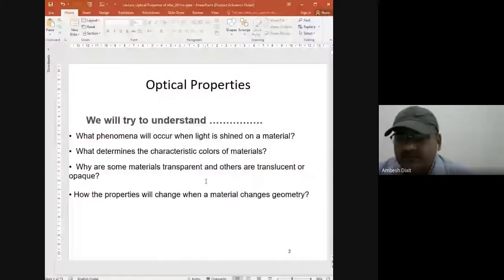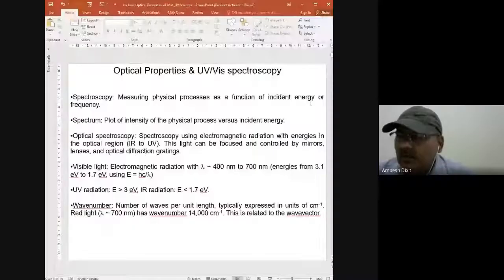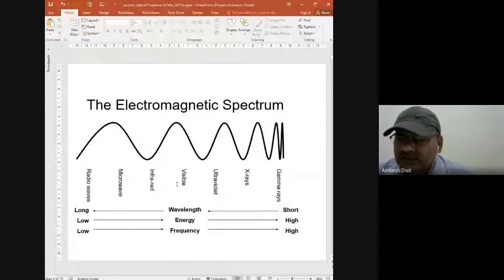So to begin with, what is the spectroscopy that we need to understand? Spectroscopy is measuring a physical property as a function of incident energy or frequency. And what incident energy or frequency is available? The whole electromagnetic spectrum is available to you. People use different energy ranges and they call it a different spectroscopy, right?